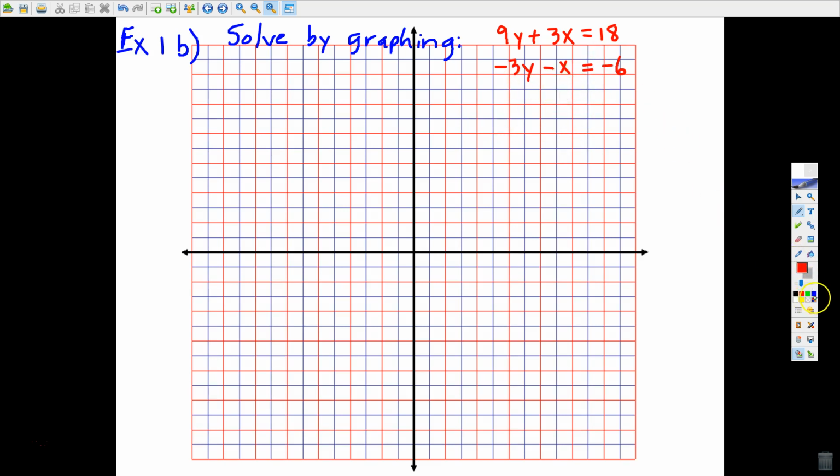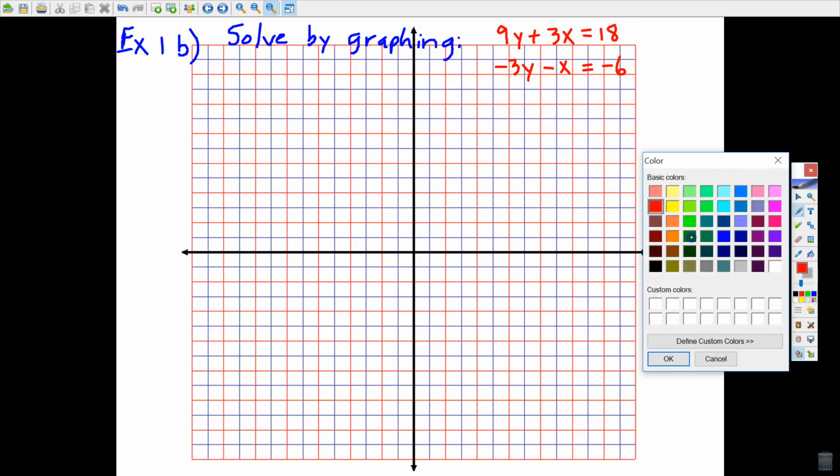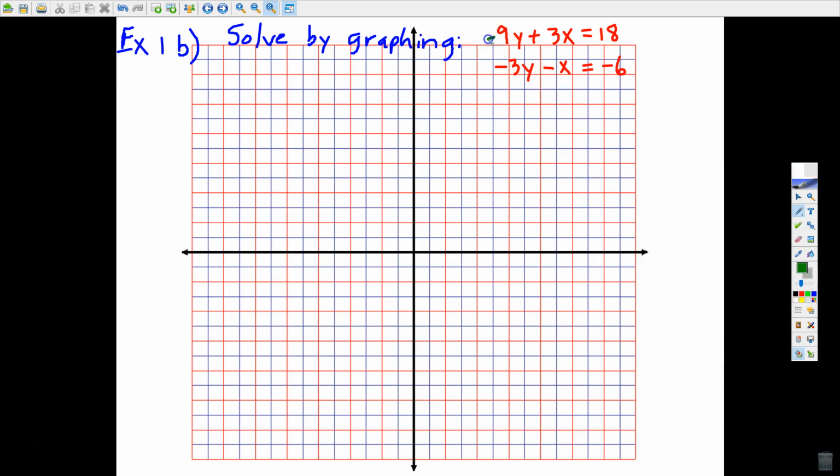Well, let's go through the same process we did before. Let's solve this top equation for y. Maybe I'll just do that over here, and let's mix up our colors a little bit. This top equation I'm going to do using green. Let's solve for y. So I got 9y is equal to negative 3x plus 18, and then dividing by 9 all the way across, I get y is equal to negative 3/9, which is negative 1/3 x plus 2.